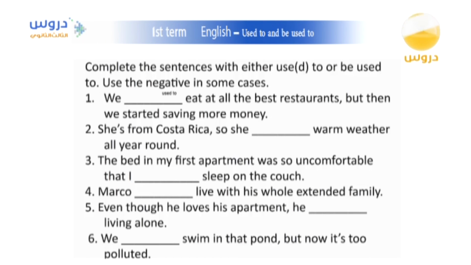She's from Costa Rica, so she is used to warm weather all year round. What do you think we should fill this space with? With used to, be used to. We can also use the negative form. What about others? She's from Costa Rica, so she... anyone? What do you think if we write used to here? Do you think it's good? Am I correct?